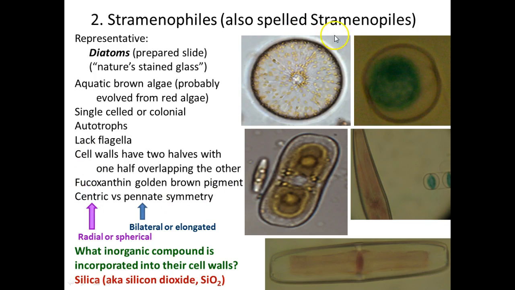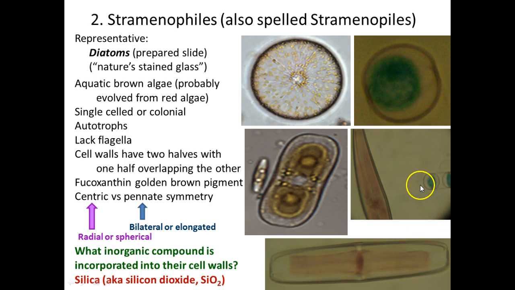Centric, which you see here, is a circular or radial or spherical symmetry to them. Of course, they just look circular to us under the microscope. So you need to be able to identify the two different types, right? So this is elongated, this is pinnate, this is centric, right? This is what they look like.